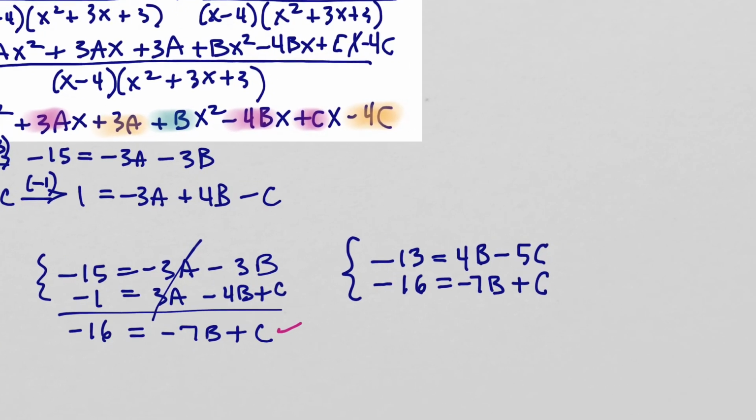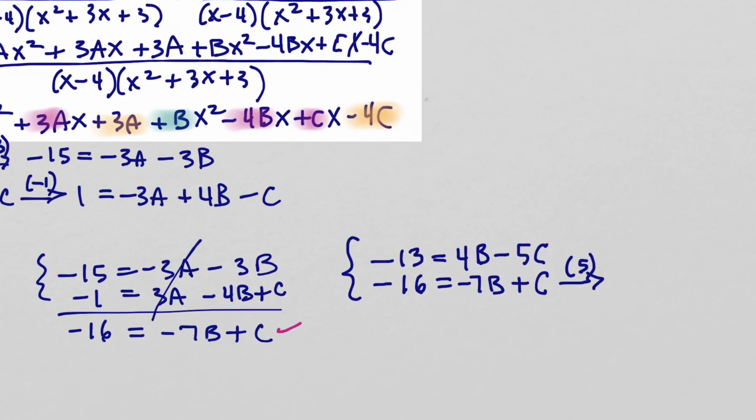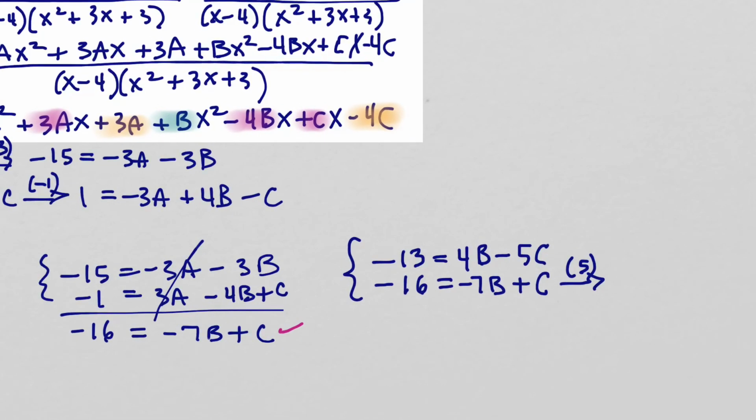All right, so let's scoot this over a little bit. So now let's eliminate the C here by multiplying by positive 5, which will give me negative 80 minus 35b plus 5c. All right, so now I'll add that to the top one.